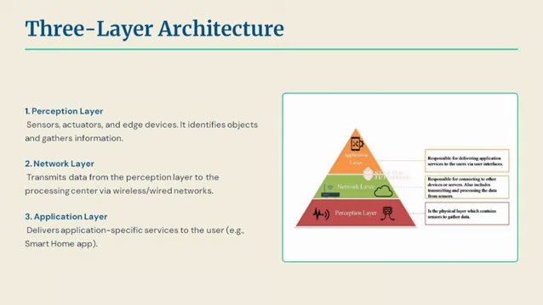Now let's move to the three-layer architecture. The most fundamental model is the three-layer architecture. At the bottom is the perception layer. This is the physical hardware layer: the sensors and actuators. In the middle is the network layer. Its job is simply to transmit the data from the sensors to the processing center. At the top is the application layer. This is what the user interacts with, the smart home app or the industrial dashboard.